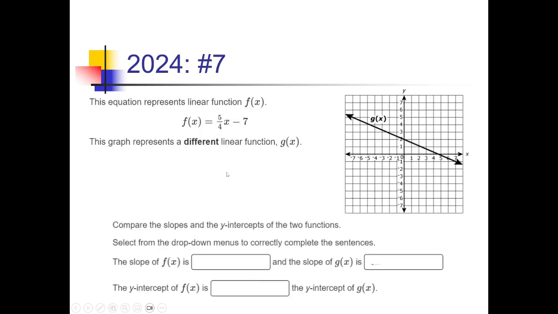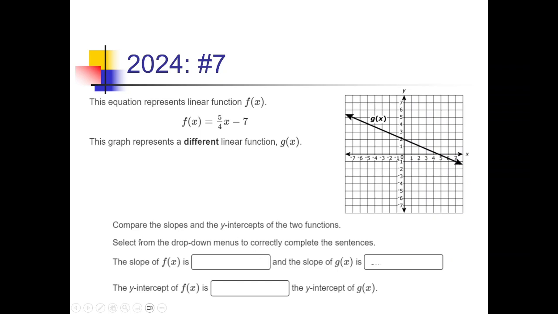For this next problem, we have lines represented in different ways. We have this linear function here represented algebraically, that's f of x, and g of x is represented by this graph. These are both linear, just different forms. So they want us to compare the slopes and the y-intercepts of the two functions and draw some conclusions, which we will put down here.